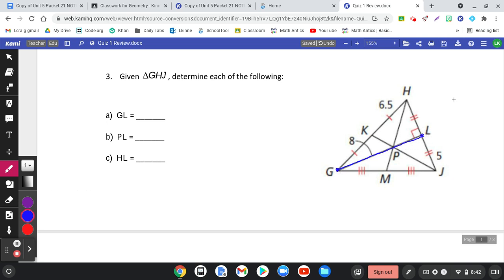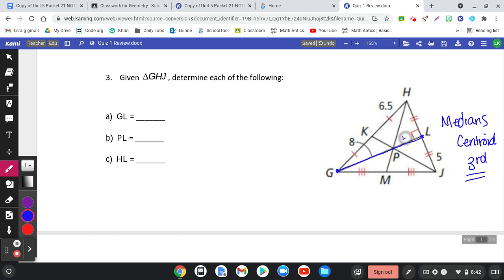Sorry, hold on. Those are called medians. And medians make up your centroid. And the thing with the centroid is everything is cut into thirds, okay? So if GP, if we just look at this is 8, then that's the big part. This is 4. Because think of it like this.